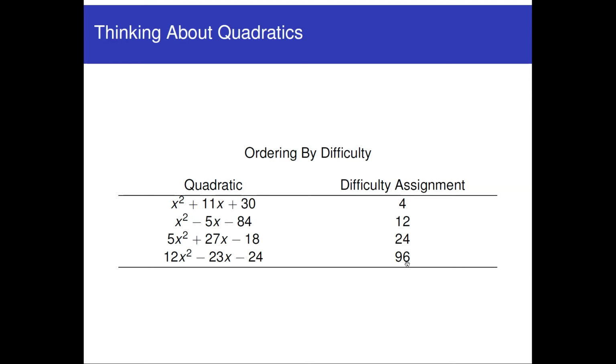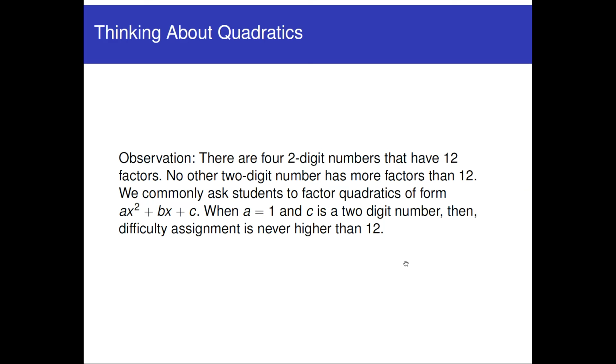One observation I was thinking about when I did this is that there are only four two-digit numbers that have 12 factors. So 84 is one of those. It's the second most difficult one in our list. And no other two-digit number has more factors than 12.